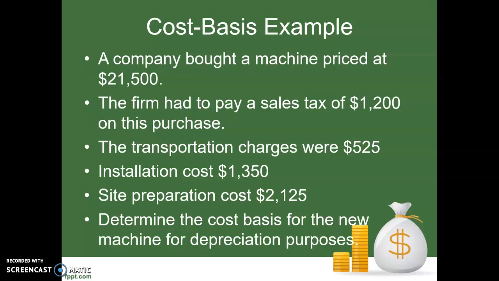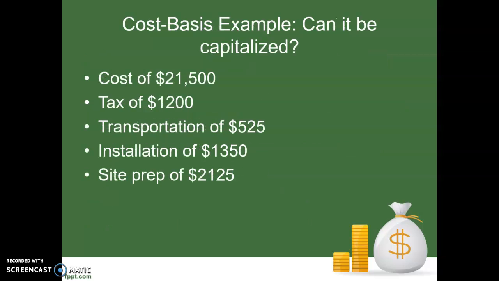So if we look at an example here, a company buys a machine priced at $21,500. The firm had to pay sales tax of $1,200. Transportation charges were $525. The installation cost was $1,350. Site preparation $2,125. What is the cost basis for the new machine for depreciation purposes? So basically, we have the cost of $21,500. So the point I'm trying to make here is that the total cost basis is more than just that value. We also have the tax, the transportation, the installation, and the site prep.